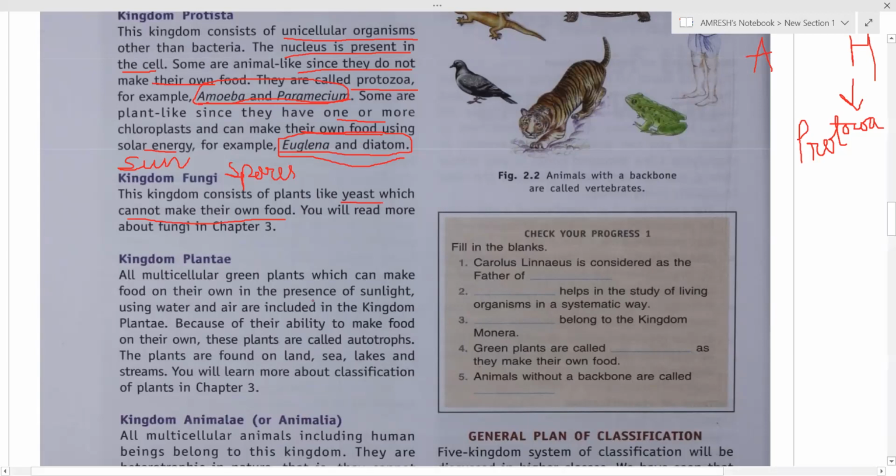Next. All the multicellular green plants which can make their own food in presence of light are called plants. All multicellular green plants which can make their food on their own in presence of sunlight using water and air are included in the kingdom Plantae. Because of the ability to make food, they are called autotrophs. Yes, some insectivorous plants are there, but those are exceptions. Plants are found on land, sea, lakes, and streams. Everywhere you will see plants, okay?